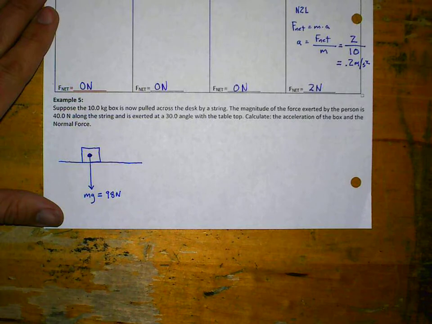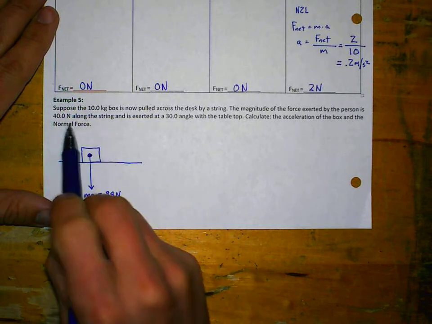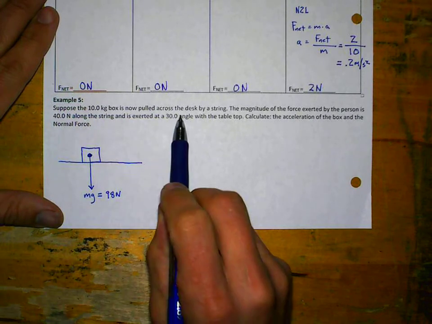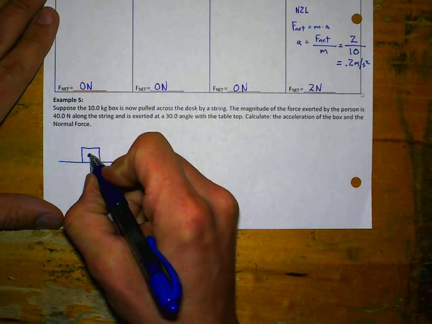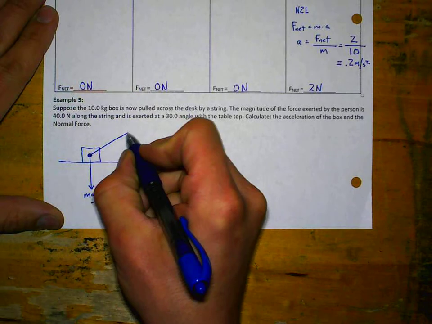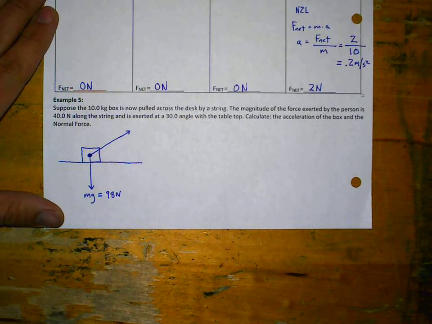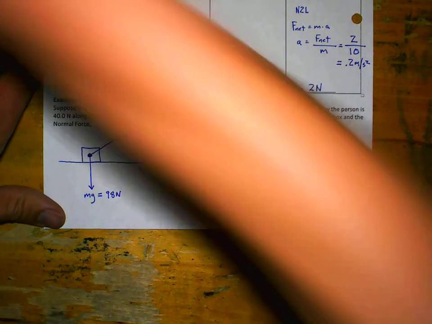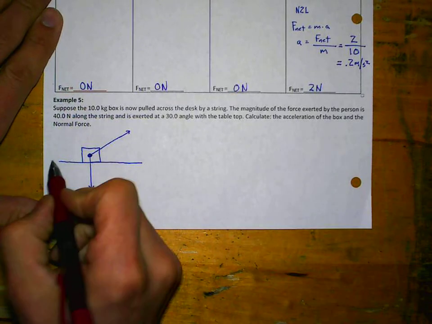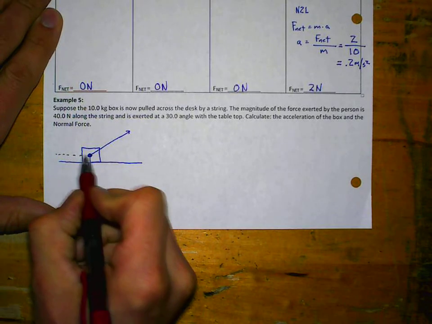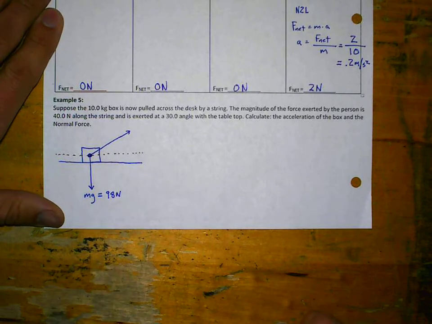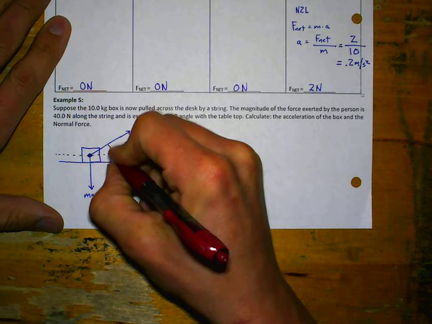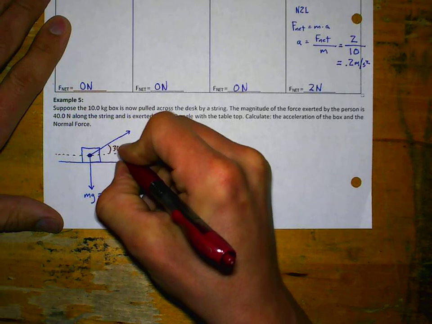Then we have someone pulling on it. So we've got 40 newtons along a string at a 30-degree angle. Here's how we draw that. We draw it coming out of the dot again. And let's draw a little reference line in there. And this reference line is going to be parallel to the surface. Okay, so that's our 30-degree angle.